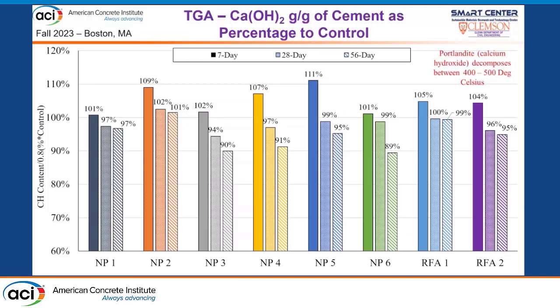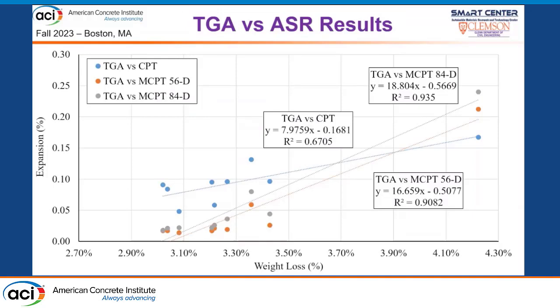And with time going by, the amount of calcium hydroxide decreased. And we did a correlation between the TGA and the CPT. They indicate very good correlation, especially the MCPT method, the AASHTO T380. Compared to the CPT, the correlation seems not very good, and the R-square value is only 0.67, and we think it's mostly caused by the sample age difference, because in the CPT tests all expansion sample ages are 2 years, but the oldest sample we measured in the TGA study is only 56 days.